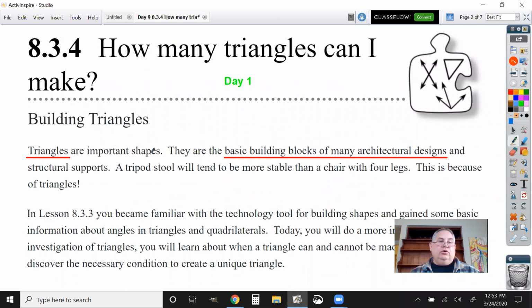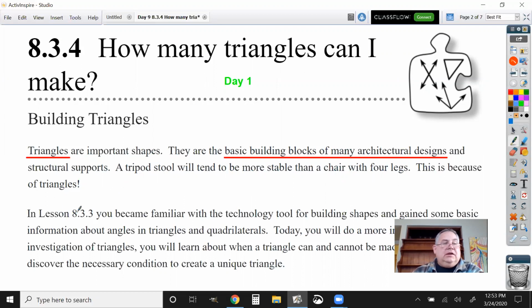Triangles are important shapes. They are basic building blocks for many architectural designs and structural supports. A tripod stool will tend to be more stable than a chair with 4 legs. This is because of the triangles. In lesson 8.3.3, really? A tripod stool tends to be more stable than a chair with 4 legs. That sounds odd to me.